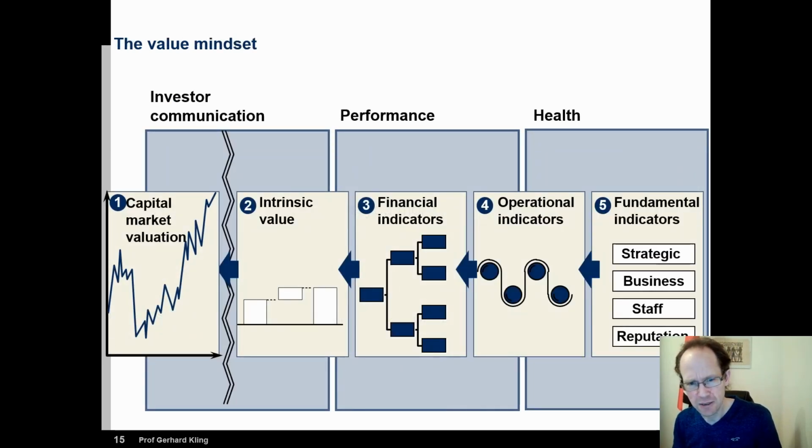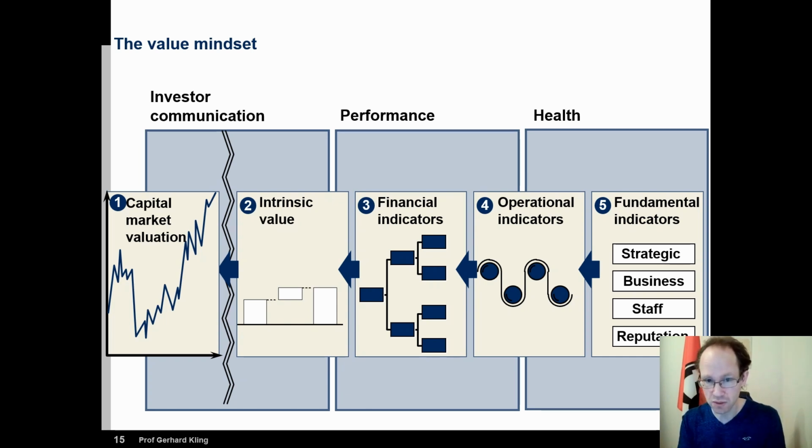Now, this is a slide which I always find really interesting and insightful. It's about what you might call a value mindset. So basically, can we connect our business to what the stock market thinks? So what is the capital market valuation? So one way to look at valuation is to look at this more from an equity analyst perspective. So as an equity analyst, what I do is I look at the stock market. From the stock market valuation, I get a sense of what the market expects.